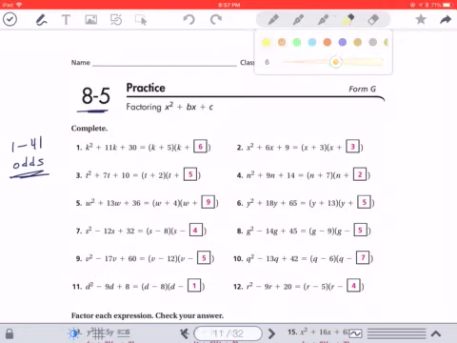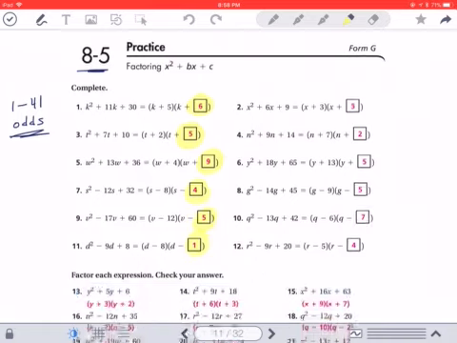So number 1 should get a 6 in that box. Number 3 should get a 5 right there. Number 5 should be a 9. Number 7 should be a 4. Number 9 should be a 5 in the box. Number 11 should be a 1.